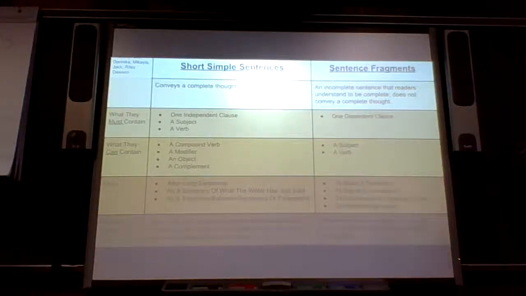Sentence fragments: an incomplete sentence that readers understand to be complete. It does not convey a complete thought. It must contain one dependent clause, and it can contain a subject and a verb. It's used to make a transition, to signal conclusion, to emphasize an important point, and to economize expression. And the rhetorical effect is sentence fragments stand out and add emphasis when used intentionally and infrequently.